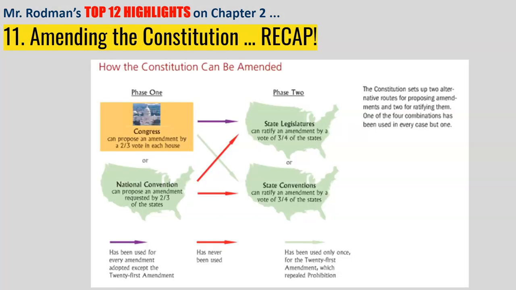Amending the Constitution, just to recap this then. We have a 2/3 column, which is phase 1, and the 3/4 column, which is phase 2. Phase 1 is the national government. This is 2/3 of Congress proposing an amendment, or a national convention. That has never happened that way since the Constitution was originally proposed and ratified. And then on the state side, 3/4 of the states or state legislatures can approve or ratify the amendment.